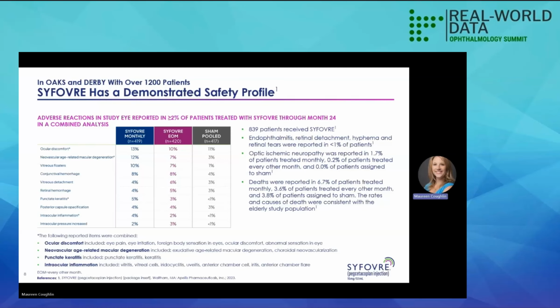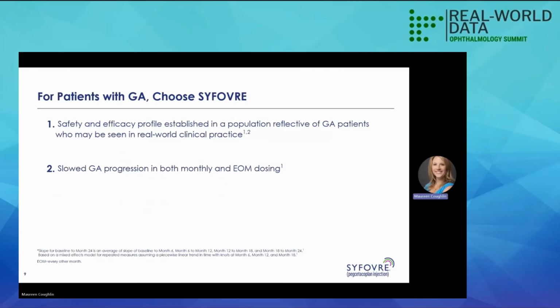Deaths were reported in 6.7% of patients treated monthly, 3.6% of patients treated every other month, and 3.8% of patients assigned to sham. The rates and causes of death were consistent with the elderly study population. In conclusion, for patients with GA, choose Syfovre. Safety and efficacy profile is established in a population reflective of GA patients who may be seen in real-world clinical practice. And Syfovre slowed GA progression in both monthly and every other month dosing.